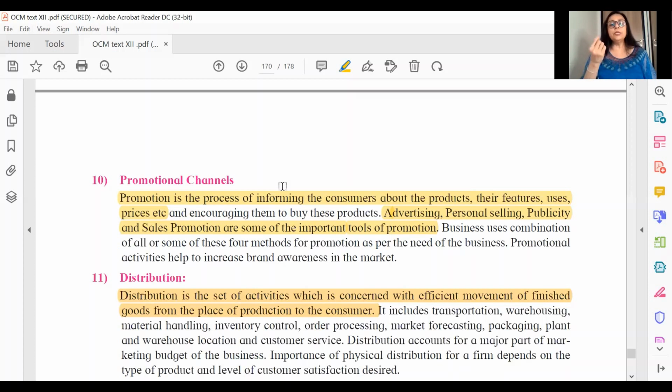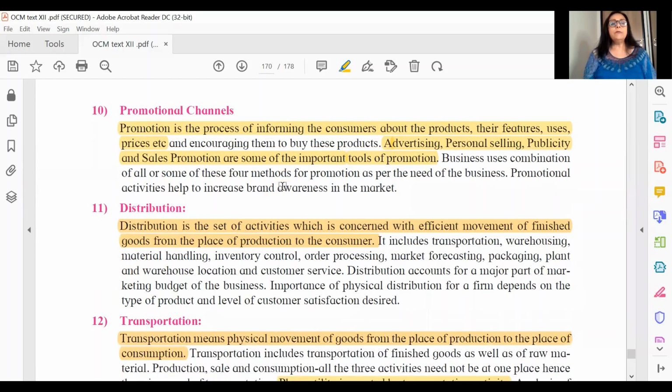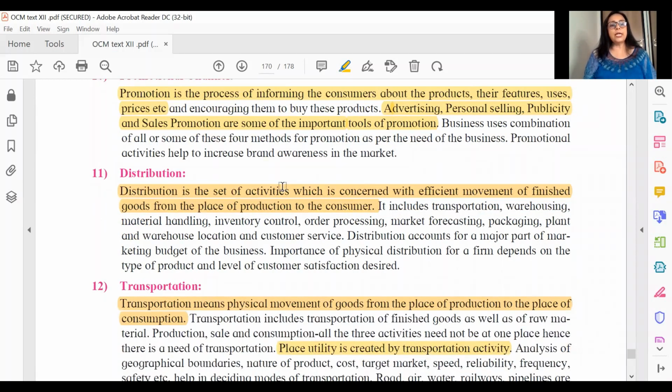Now if we go to this definition, so what is promotion? It is basically informing the consumers what are the products available in the market, especially when it's a new product. What are their features, uses, prices, etc. So that's about 1 mark or 2 marks of what are promotion channels or what is promotion of a product.